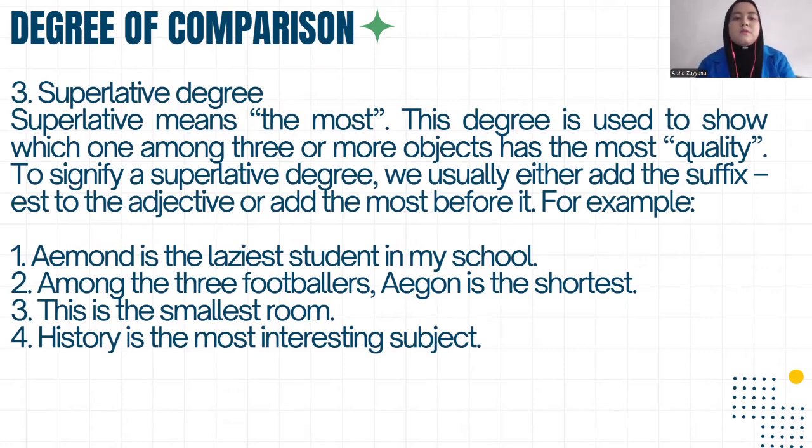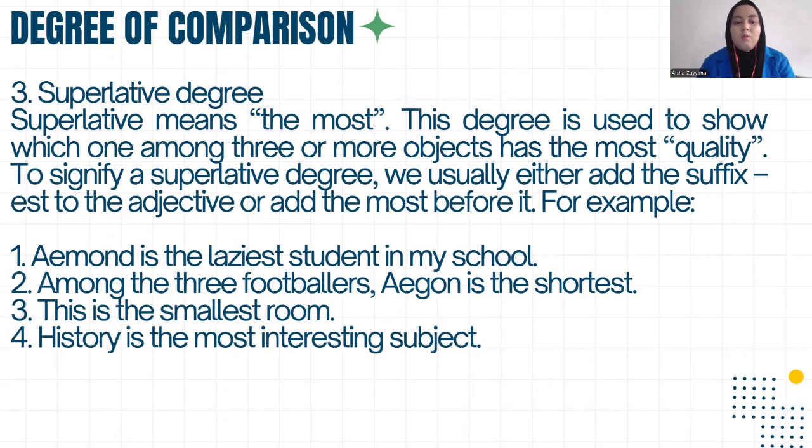And number three is superlative degree. Superlative means the most. This degree is used to show which one among three or more objects has the most quality. To signify a superlative degree, we usually either add the suffix "est" to the adjective or add "the most" before it. For example, number one is, Simon is the laziest student in my school.